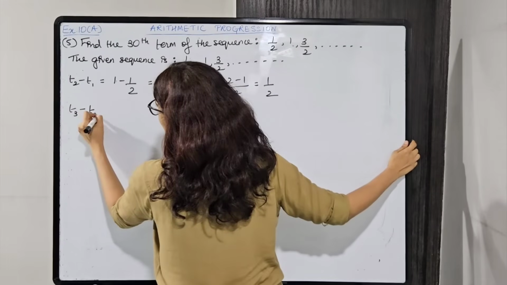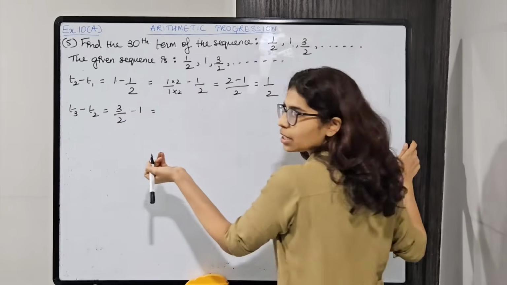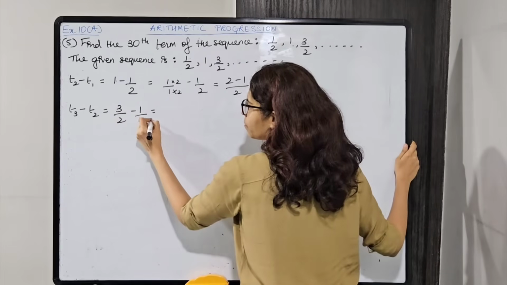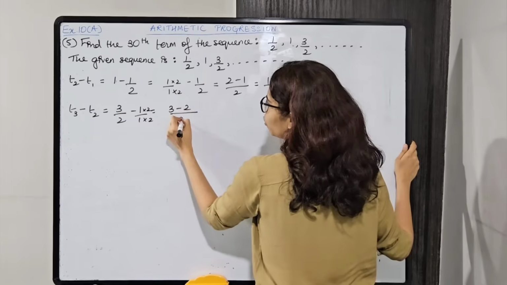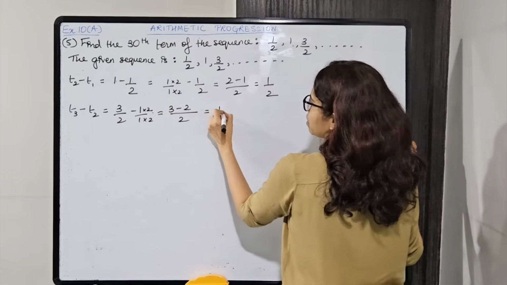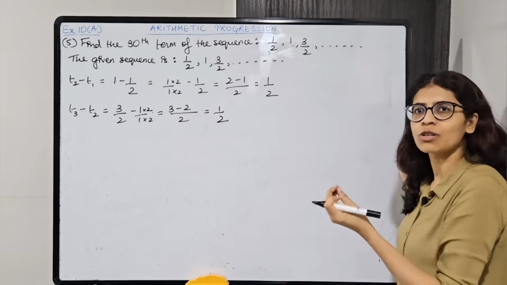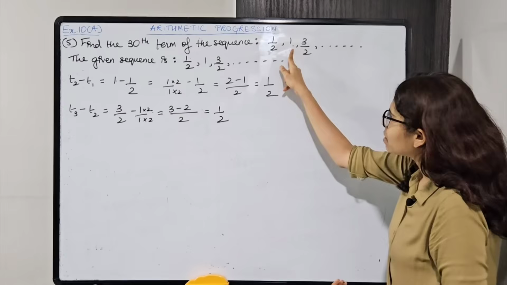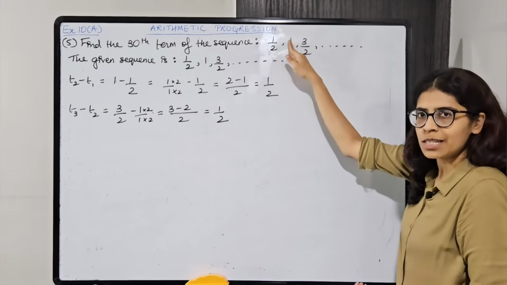T3 minus T2, it will be 3 by 2 minus 1. Again you can take LCM. Okay, so that will give (3 minus 2) upon 2, that is half. So yes, the difference in the consecutive terms is constant. Always take succeeding term minus preceding term. Okay, succeeding minus preceding.